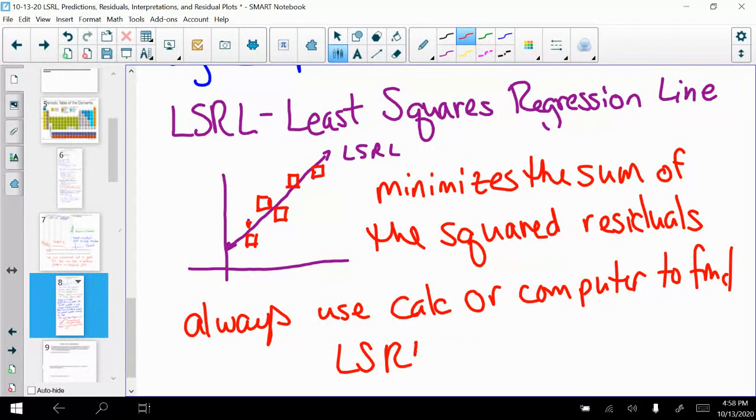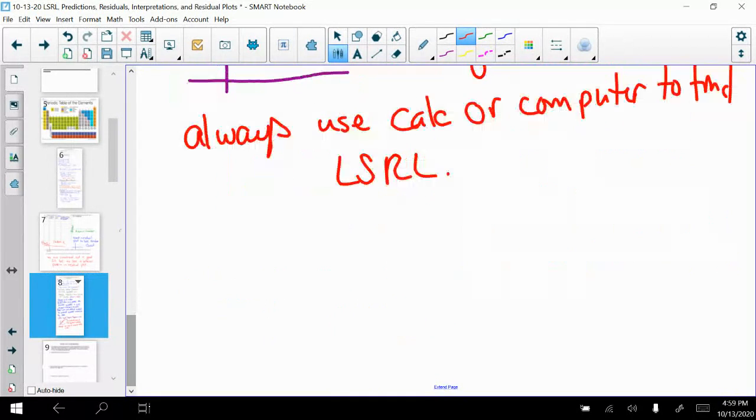Now there are a couple more things that we're going to learn about our least squares regression line if we have some very specific information about our data set. There are ways we can find our slope and then our y-intercept based on properties. But in general, if you have data, you're going to use your calculator. You're never going to be expected to do that by hand. Let me know if you guys have questions on that.